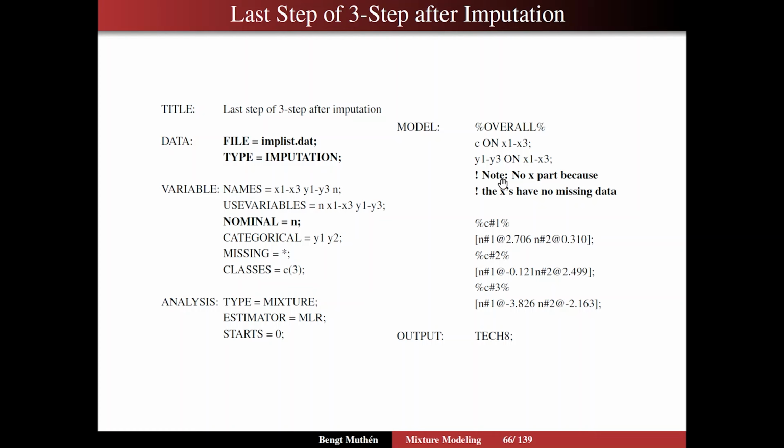And the other thing to note is that there is no x part, no x1, x3 with x1, x3, because we don't have to bring the x's into the model because the x's no longer have missing data, because we imputed for it. Otherwise, the model is the same as before for 3-step, the fixed nominal variables at the fixed loaded values.